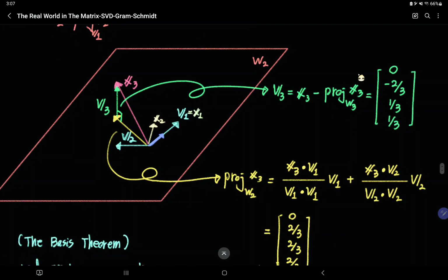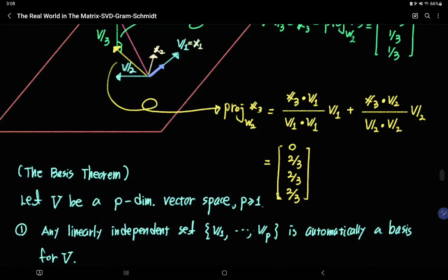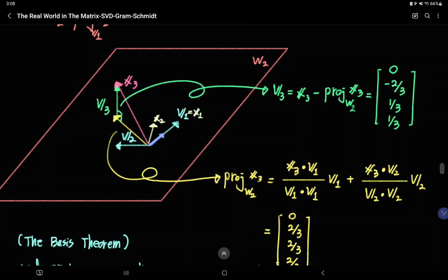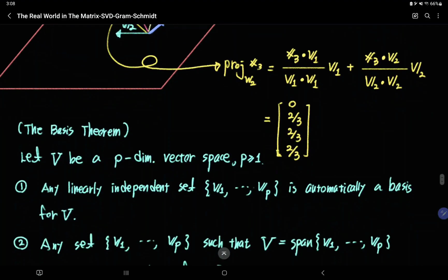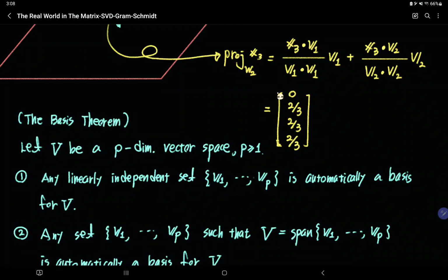So how can you find the projection of x3 onto W2? Okay, this should be W2. We find the shadow vector of x3 onto v1, and then find another shadow vector of x3 onto v2. That's what we're going to do. And then we add them up. That's going to be the projection of x3 onto W2. So keep this in mind.